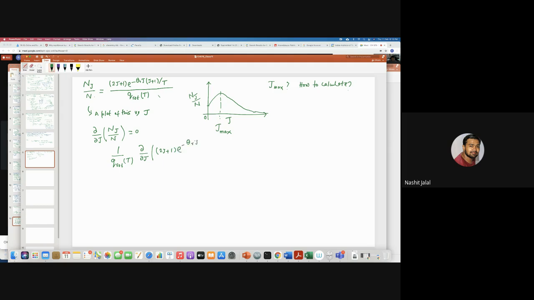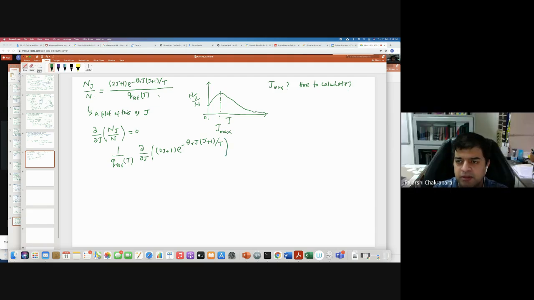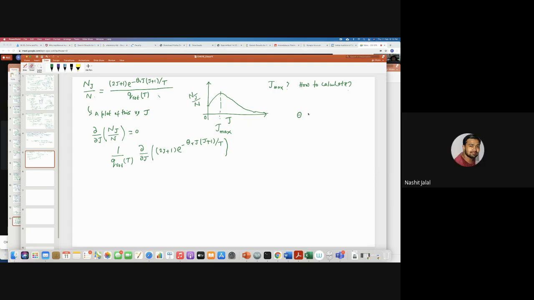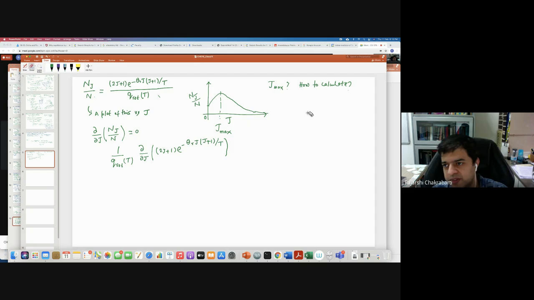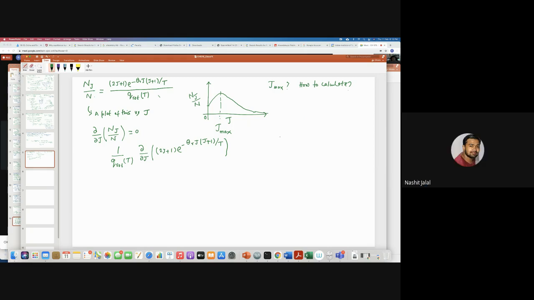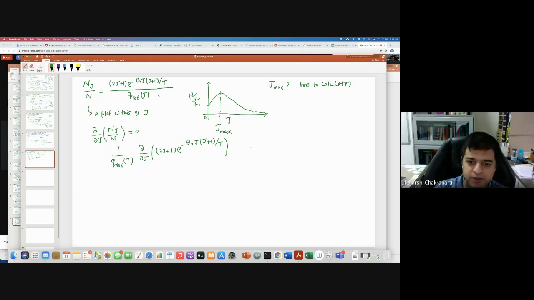Sir, q rot also has J, I guess. So why would it be constant? Why would q rot have J? It is the partition function, it is a summation. You have already summed over J. Why would it depend on J? It's a constant. It depends only on temperature. We have just done this, no? Any partition function, like vibration, doesn't depend on the vibrational quantum number. The expression depends on the quantum number, but after evaluation, it does not depend on that quantum number, because you have summed over all the quantum numbers.